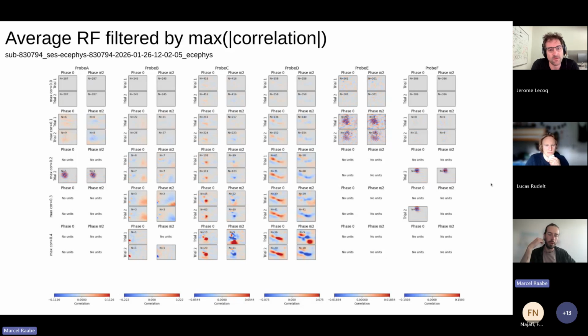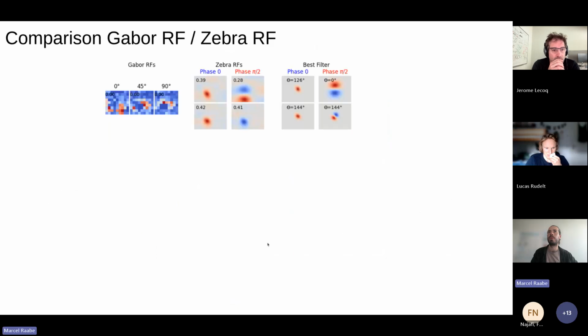So this would be one way one could average receptive fields and show an average receptive field for different areas, for example. Also, we can see that the two different trials are very similar. So in the end, one would also average between trials, of course.